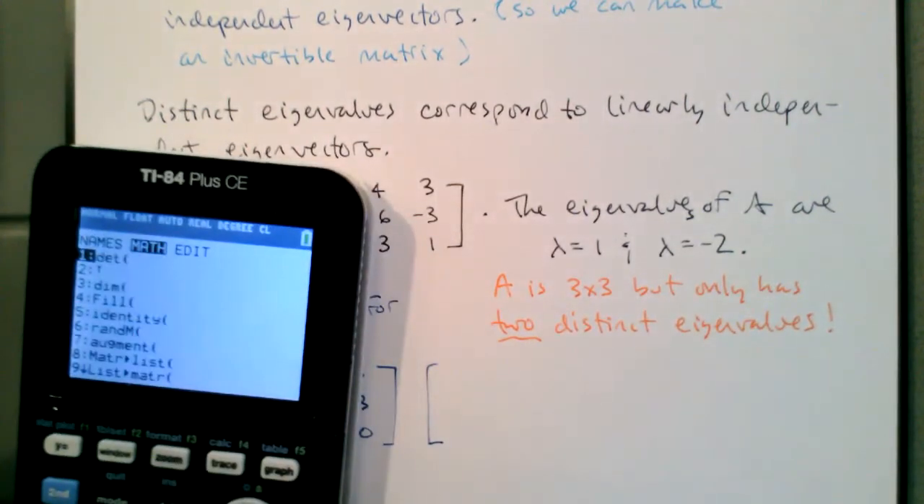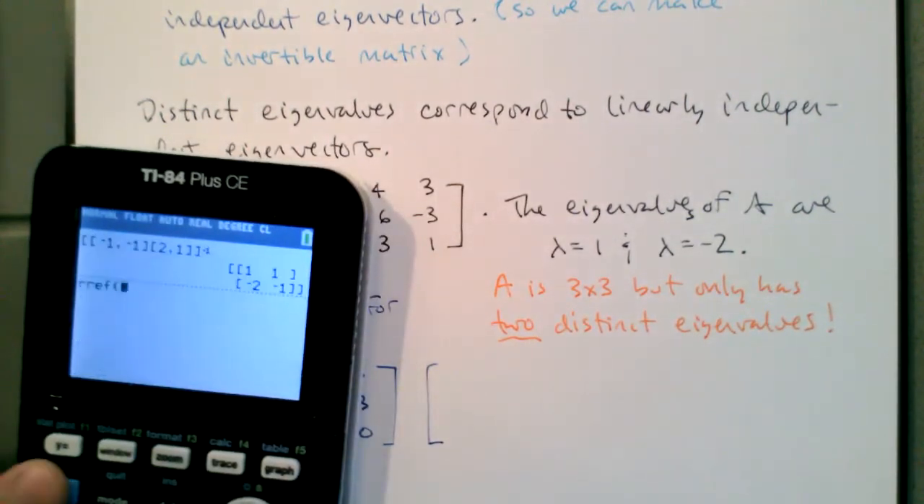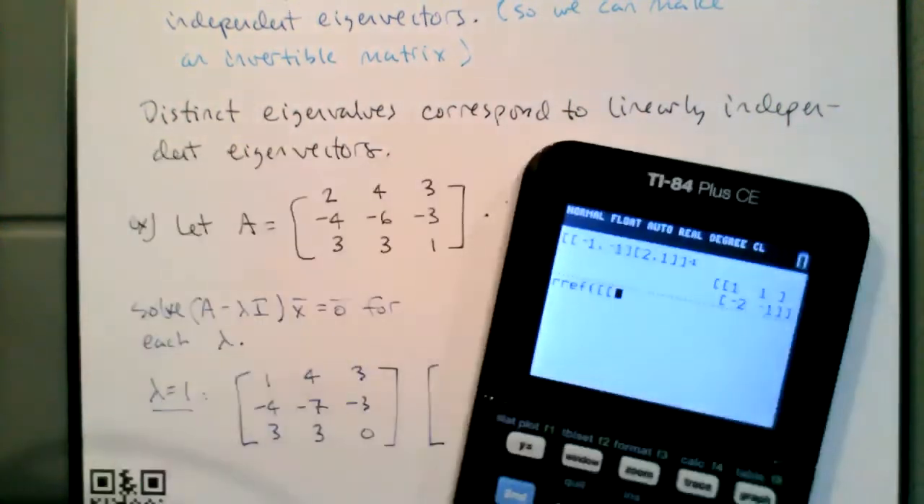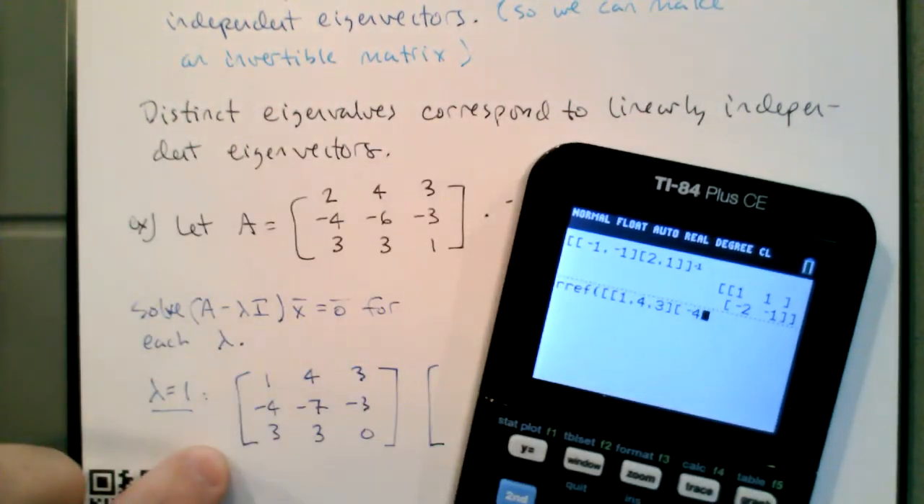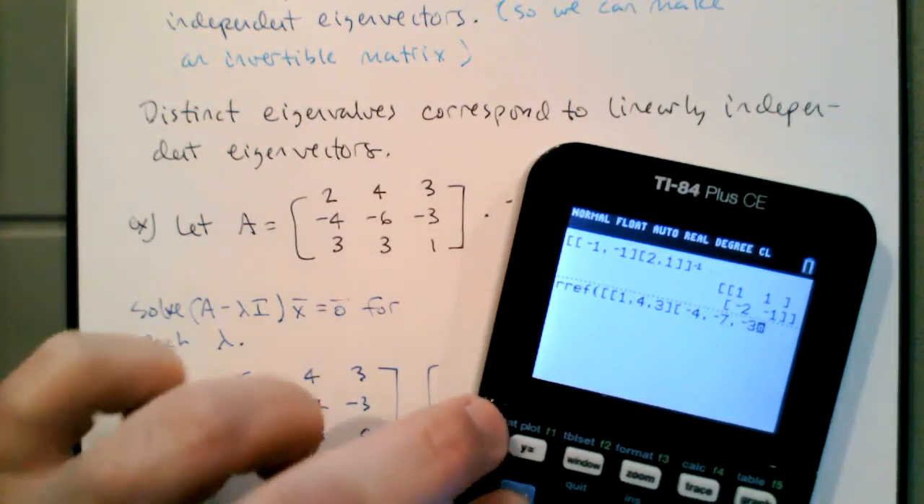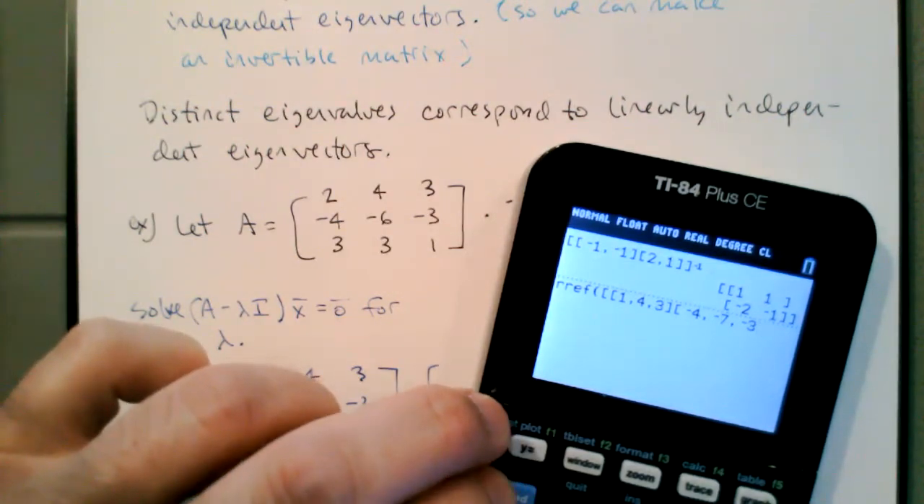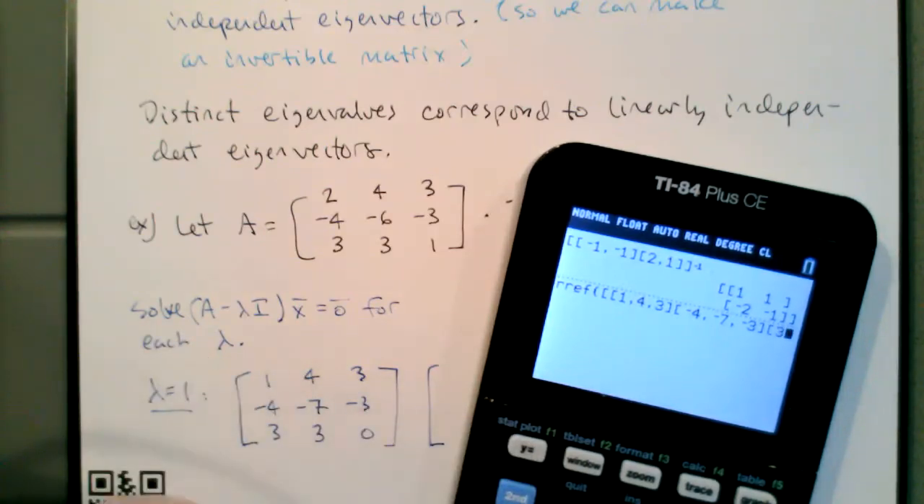So let's see, math alpha B. I got 1, 4, 3, -4, -7, -3, 3, 3, 0. And here we have a one-dimensional eigenspace.